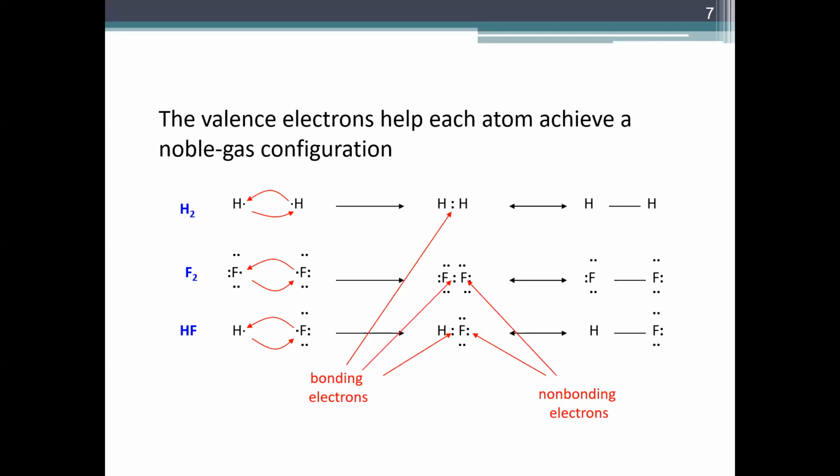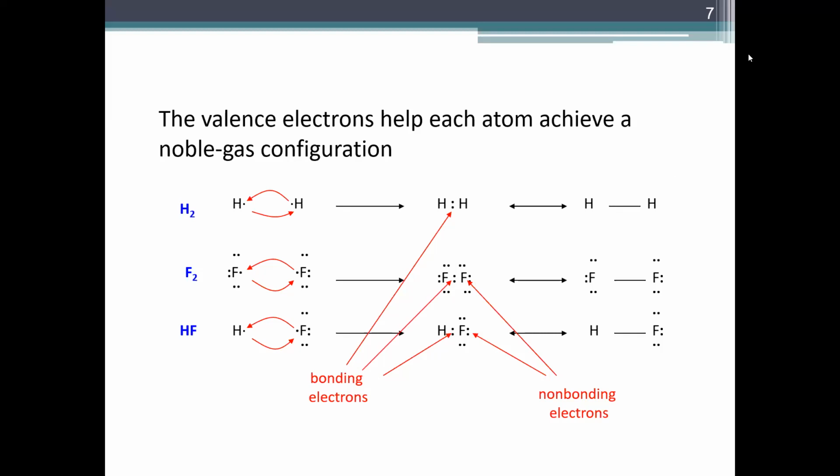Fluorine molecule, bonding electrons, how many pairs? 1. What about non-bonding? 3. Not 6. Instead of you writing 6, I'm asking for pairs. Electrons work in pairs. There are 6 non-bonding electrons, but in terms of pairs, 3 pairs of non-bonding electrons and 1 pair of bonding electrons. Thank you very much. So the non-bonding electrons or lone pairs are 3, and the bonding pair is 1. Then let's look at hydrogen fluoride.